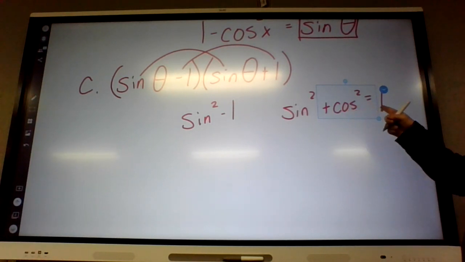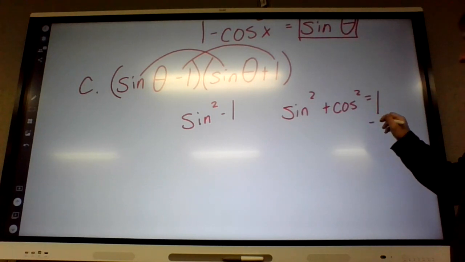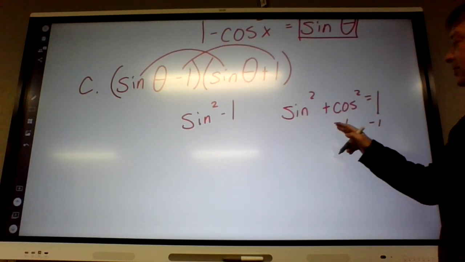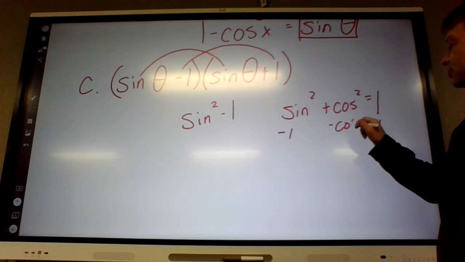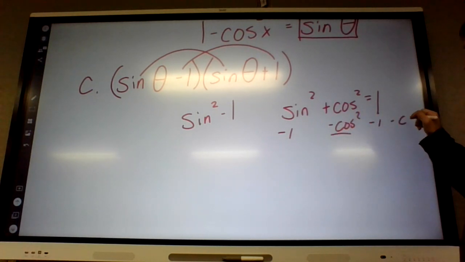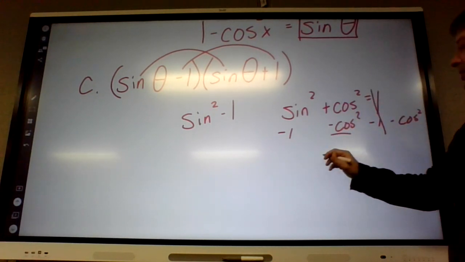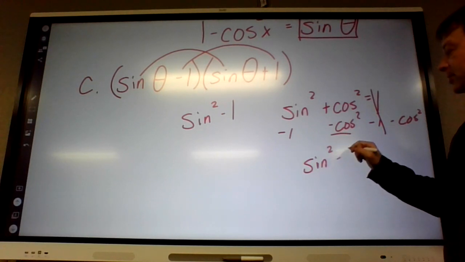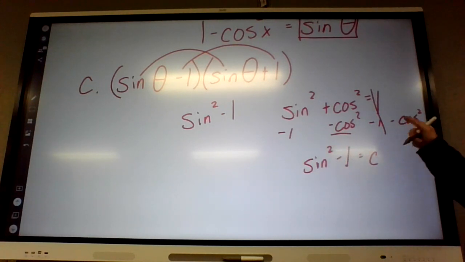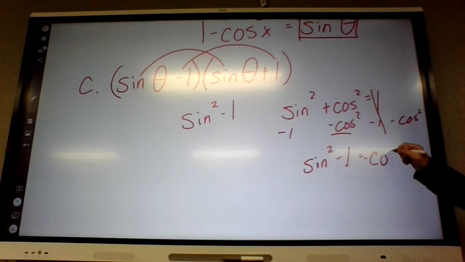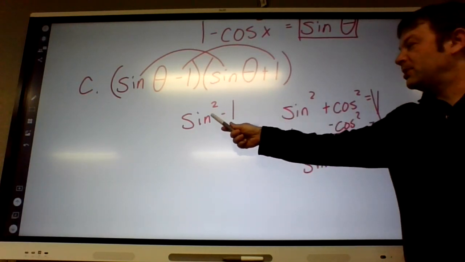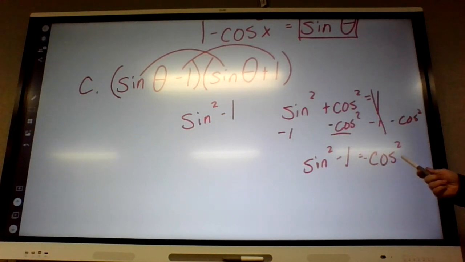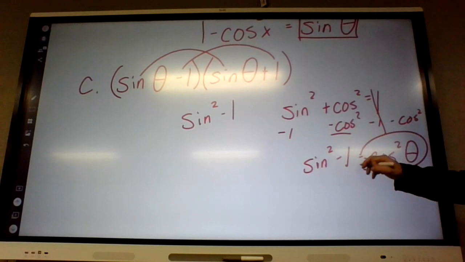If I subtract cosine squared and subtract 1, these two kind of switch places, right? So if I subtract 1 over here, and then I subtract cosine squared, and that's gone, I get sine squared minus 1 over here, right? Equals negative cosine squared. So sine squared minus 1 is equal to negative cosine squared. I'll throw the theta back in there. So that would be that.